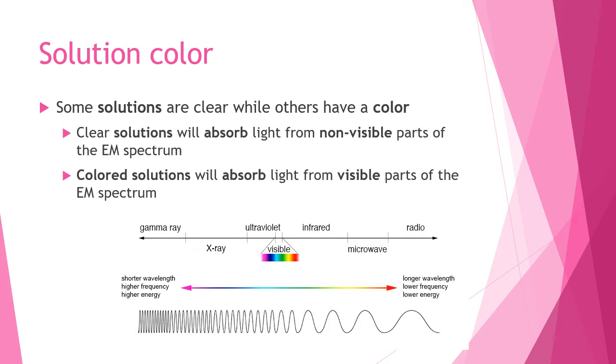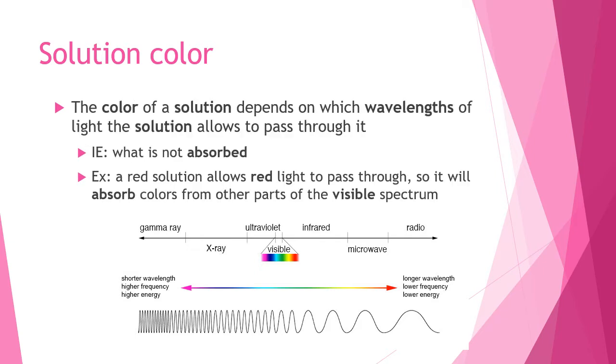Colored solutions, however, absorb a piece or multiple pieces from the visible part of the light spectrum. Generally speaking, the color of a solution will depend on the wavelengths that are allowed to pass through it, which means the color of the solution actually best reflects what is not absorbed by the solution. For example, if a solution is red, this means it allows red light to pass through it readily and does not absorb much red, but it will absorb colors that are from other parts of the spectrum.